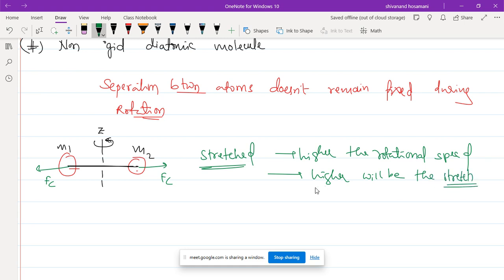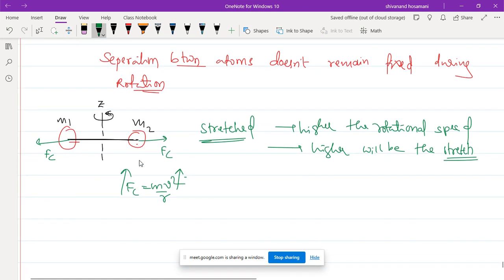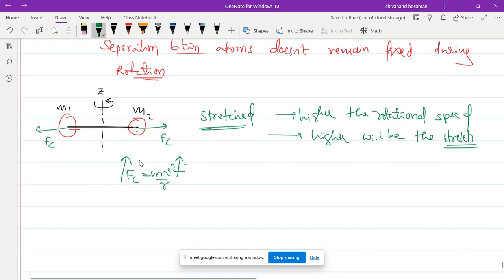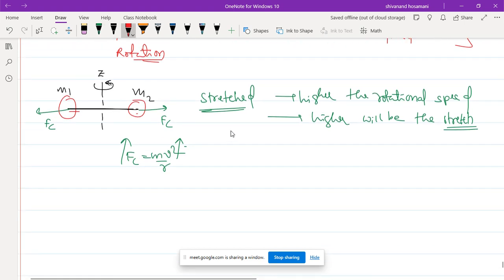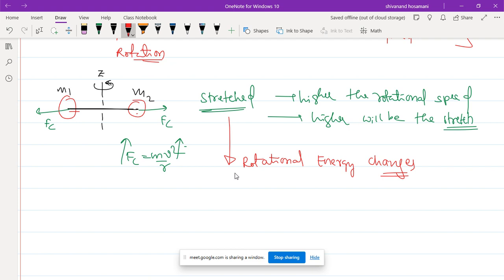Look at the centrifugal force, which is equal to mv square by r. As velocity or speed increases, the force increases, and the bond keeps getting stretched. Centrifugal force will stretch the molecule. Then automatically the rotational energy changes. We write rotational energy in the form of wave number.